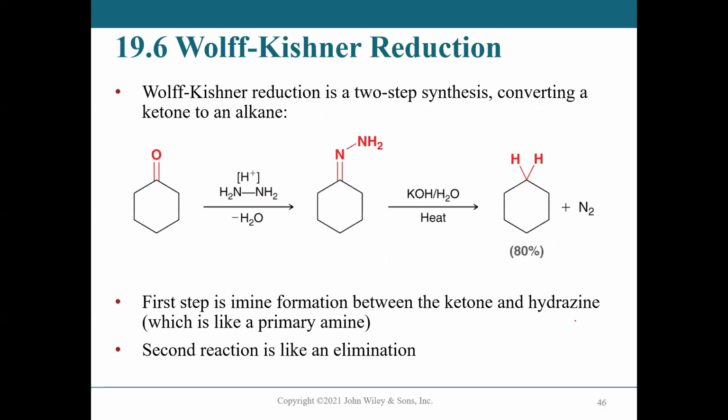When we come to this Wolff-Kishner reduction, which is a 2-step synthesis converting a ketone to an alkane. So here's another mechanism where we can convert a ketone to an alkane. The first step is the imine formation between the ketone and the hydrazine, which is like a primary amine. The second reaction is like an elimination. The book says that this transformation has practical utility because hydrazones are readily reduced under strongly basic conditions.